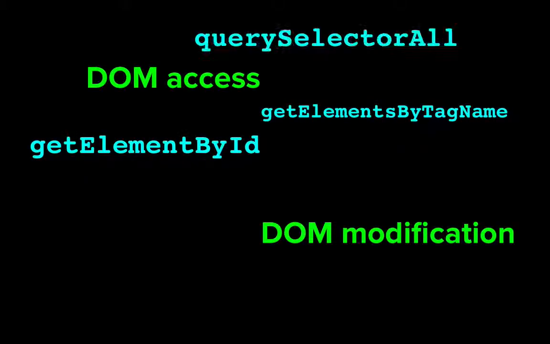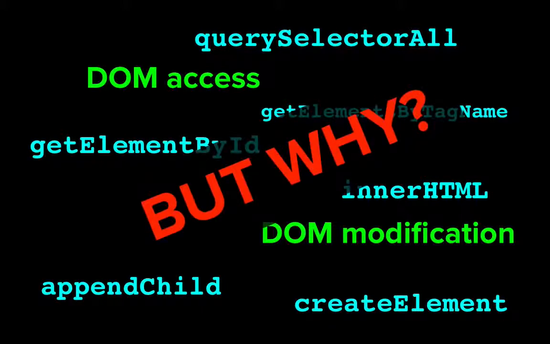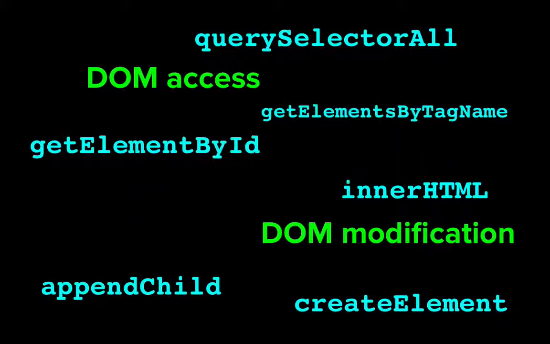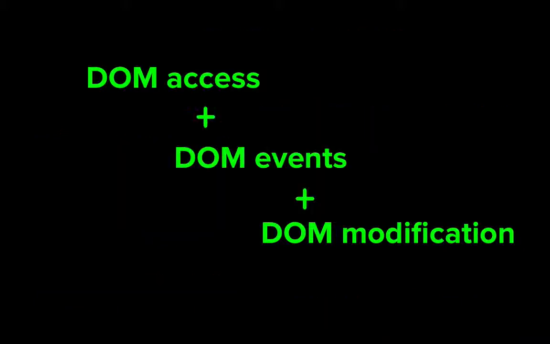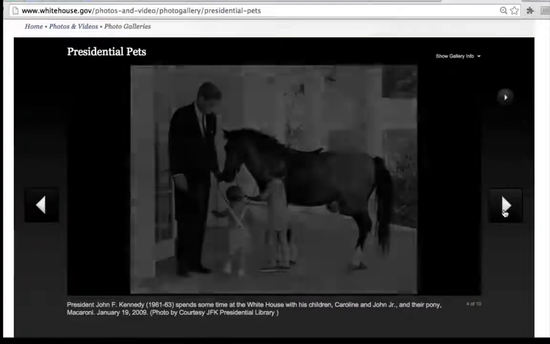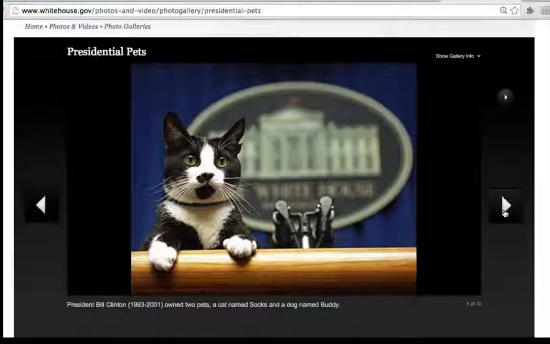Now you all know how to access and modify the DOM of your web pages, and you could do that for hours on end. But why would you do that when you could just start the web page off with the HTML that you wanted? Because now you can do all of that in response to user events, and that is what makes JavaScript on web pages so powerful. For example, you could create interactive slideshows by responding when the user clicks a button.